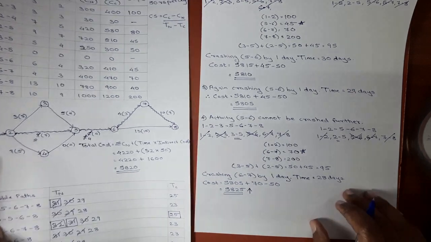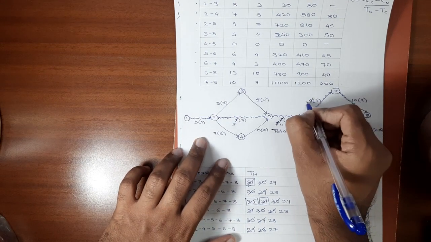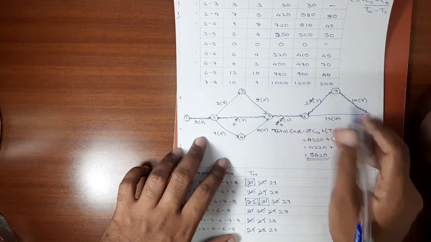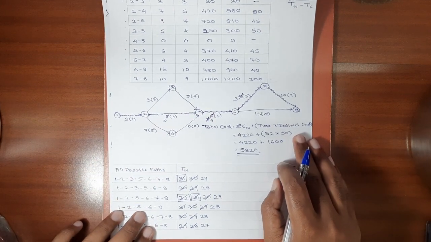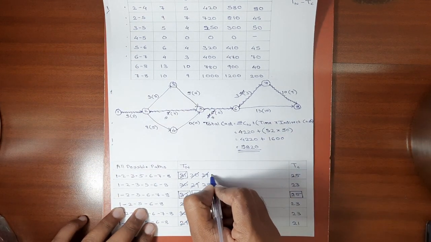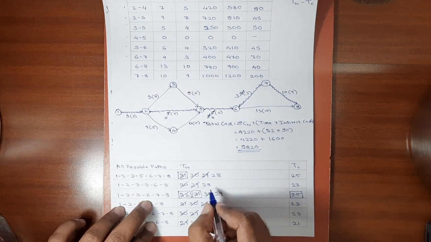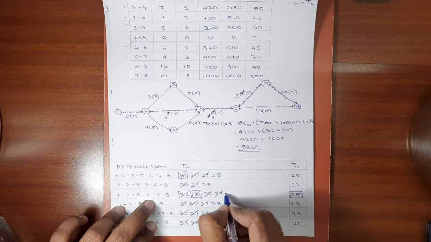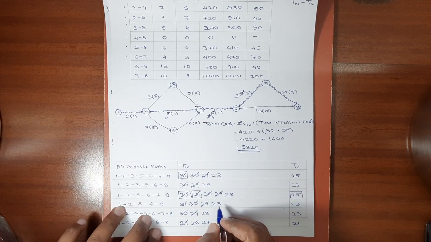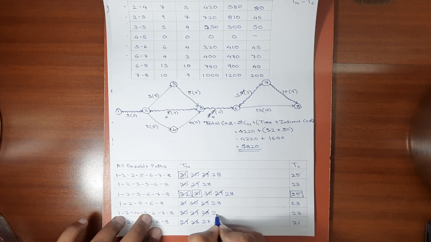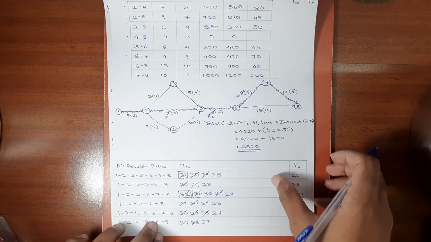Activity 6, 7 was crashed. Updated in the network diagram, 6, 7 was crashed. Now 6, 7 is exhausted because normal duration and crash duration is same. 6, 7 comes in the first path, yes. Here it will become 28. In second path it doesn't. In third path, yes. Here it will become 28. In fourth path it does not come. Fifth path, yes. Here it will become 27. In seventh path it does not come.